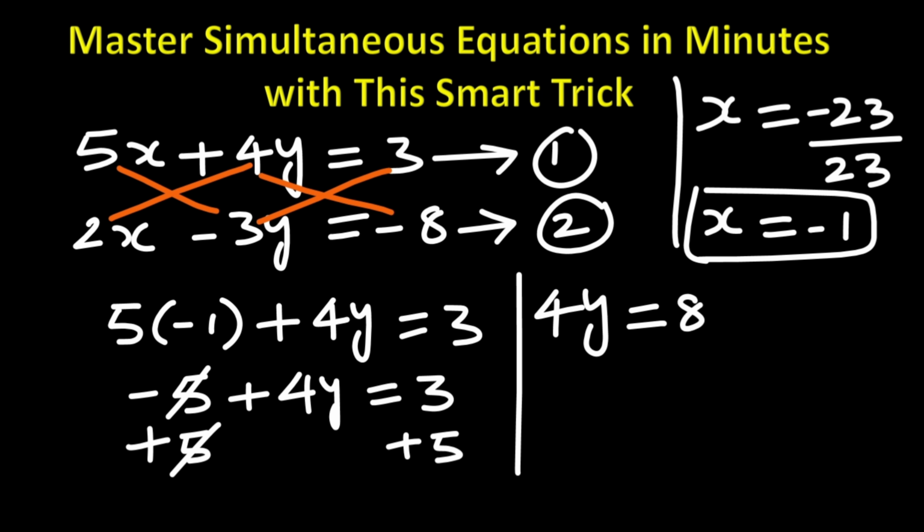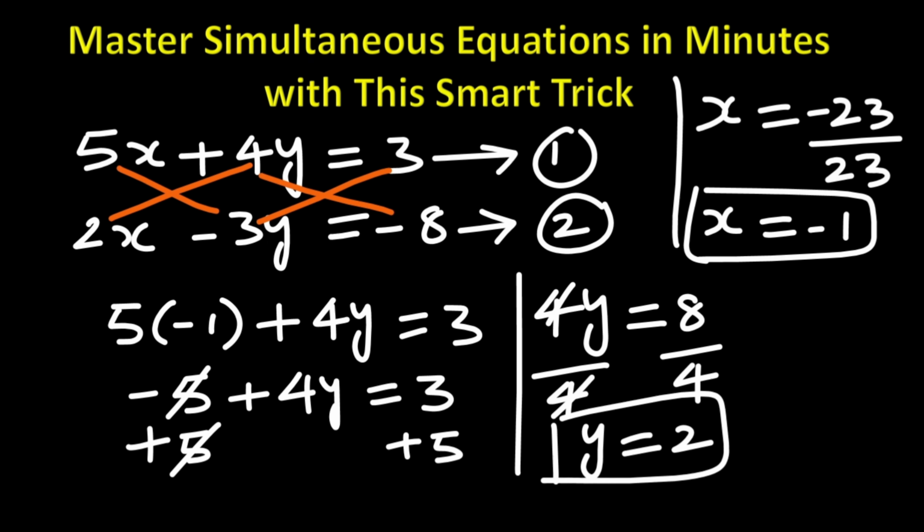Now to solve for y, the last step is to divide by 4 on both sides. So you can cancel out 4. You have y equals 8 divided by 4, that's 2. So y value is 2 here. So x is negative 1 and then y is positive 2. So the solution set is negative 1 comma 2. That's the solution to this given system of equations, or you can say simultaneous equations.